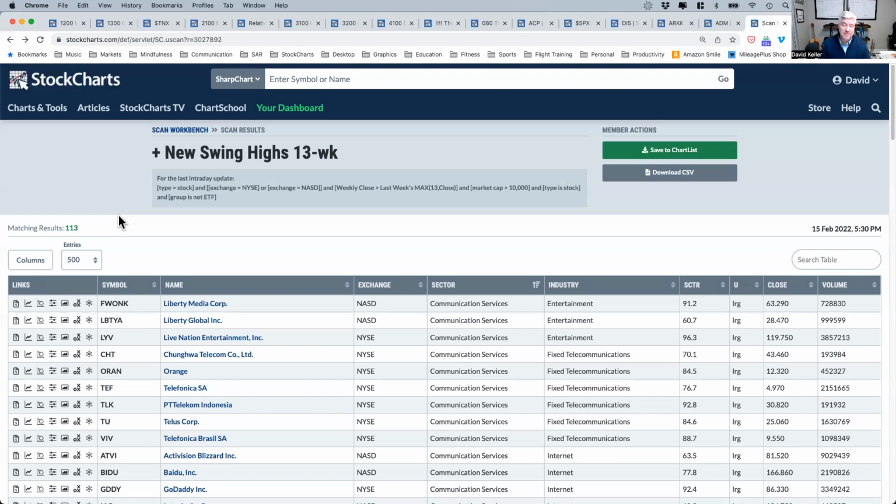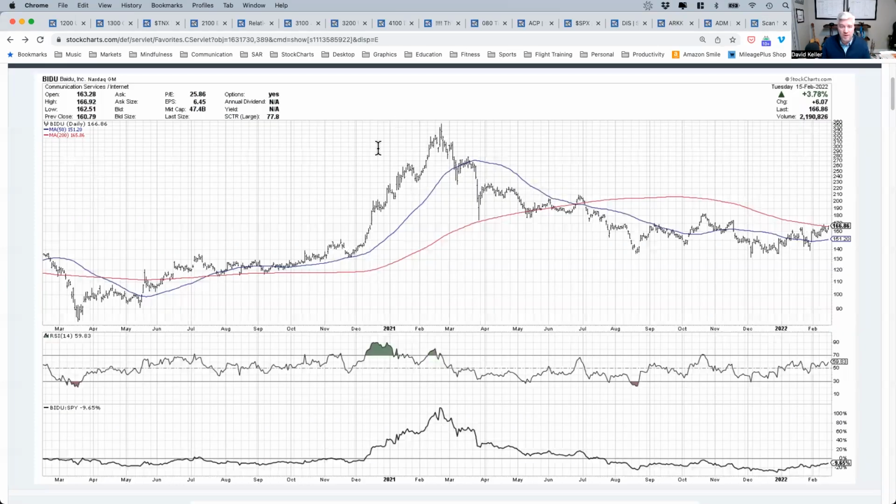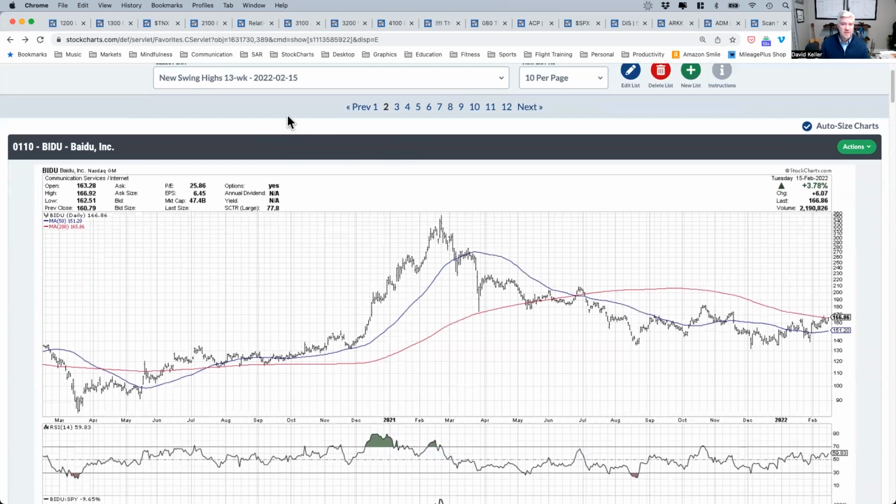I run this scan all the time, and I look for new 3-month highs and I look for new 3-month lows. Then what I basically do is dump those into a chart list and start going through a bunch of the individual charts. So here I brought up that list. I put them into a chart list, and I'm on the second page.